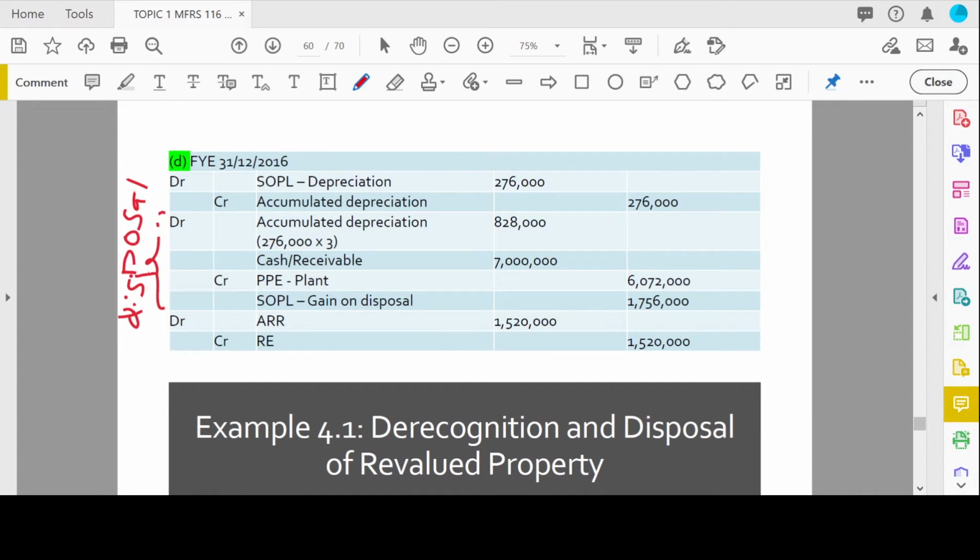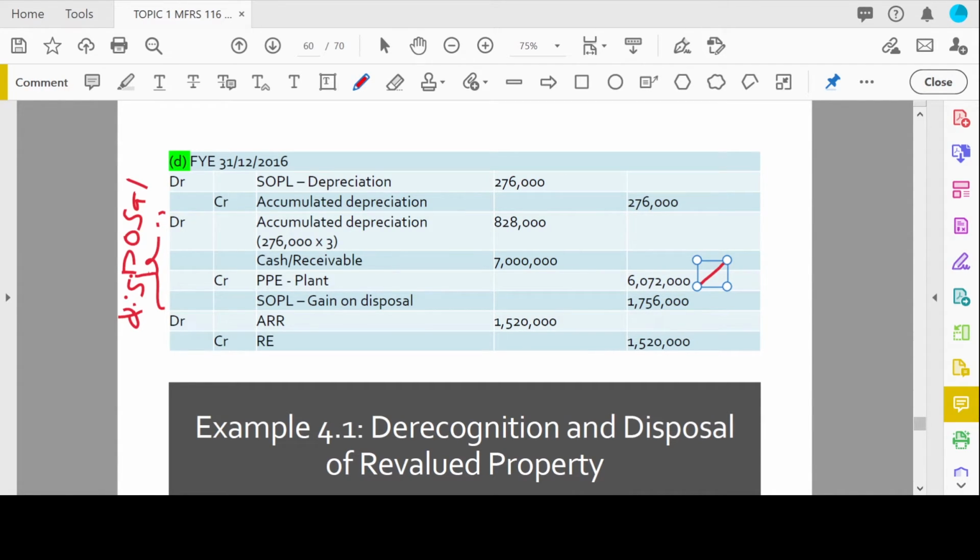What is included in the carrying amount? Cost and accumulated depreciation. To derecognize means that we are going to remove this account from our books of accounts. So how to remove the PPE plant account? How to decrease an asset account? You credit PPE plant at its cost or its revalued amount. So now we have the revalued amount, which is the fair value at the last revaluation date, 6,072,000.